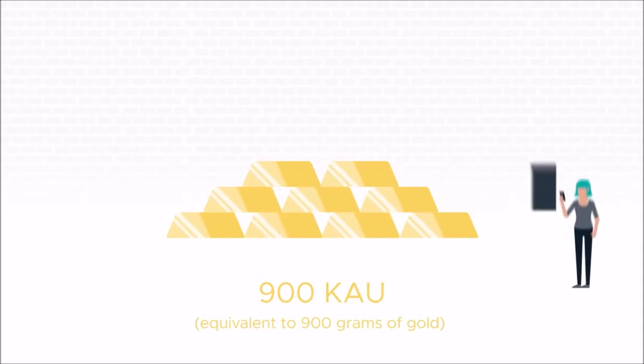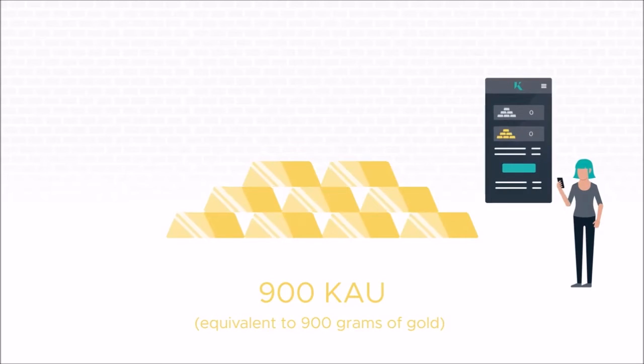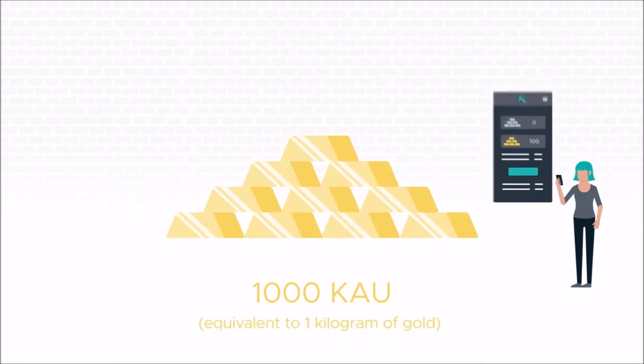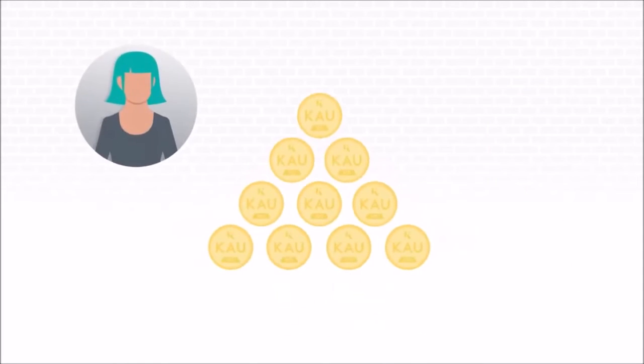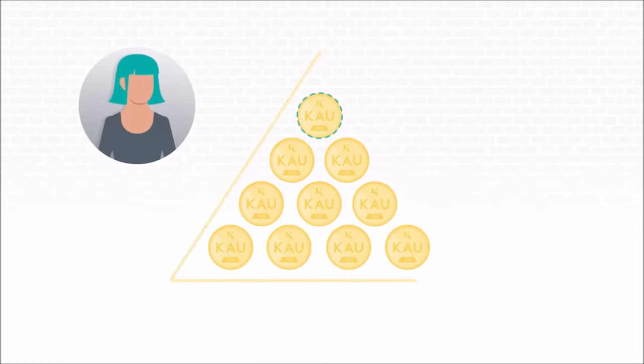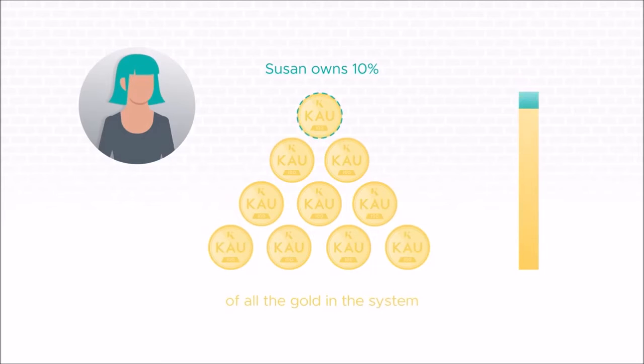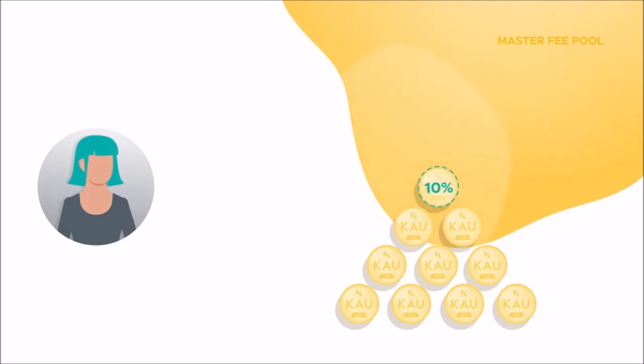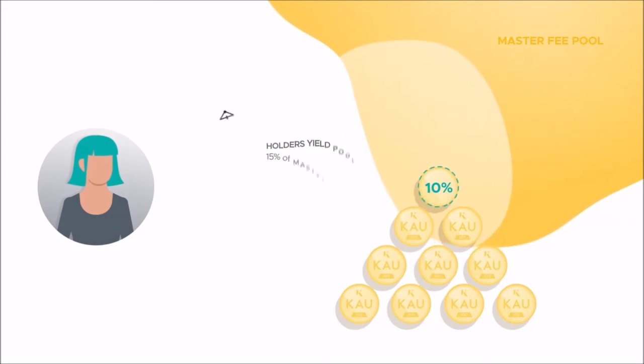Imagine the total amount of KAU that's been purchased in the system is 900 KAU, and Susan decides to purchase 100 KAU. The total metal pool in existence is 1000 KAU, 1 kilogram of gold. As Susan owns 100 KAU of 1000 KAU total, she owns 10% of all the gold currently in the system. So therefore, Susan is entitled to a 10% share of the total holder's yield pool.